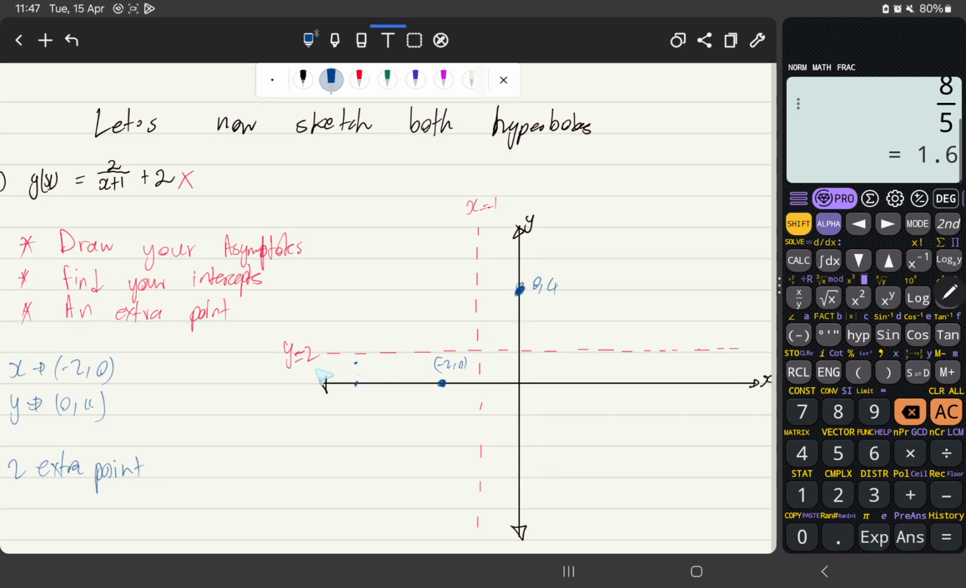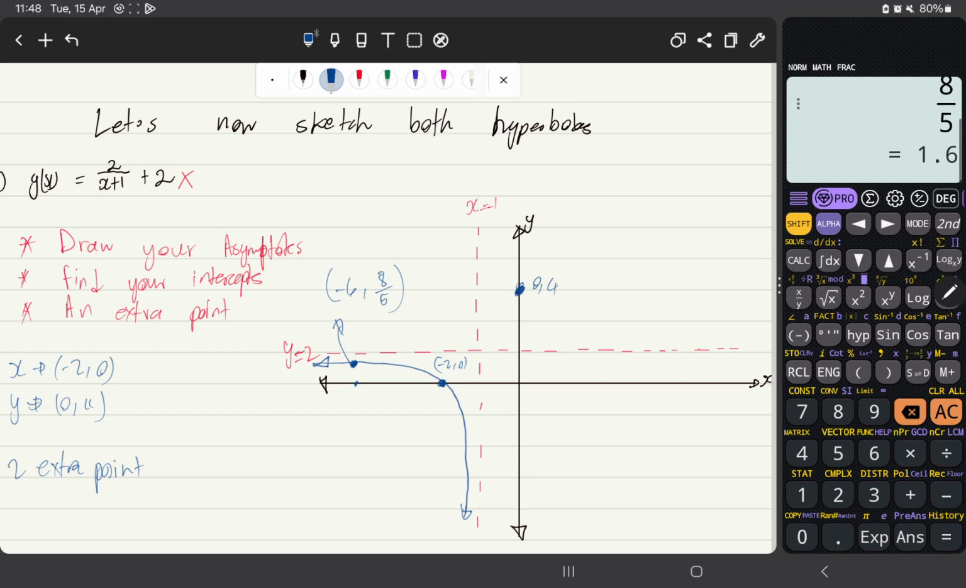And that's my extra point right there. The value here is (-6, 1.6). Let me just say 8/5, it makes it easier. That's the value there.